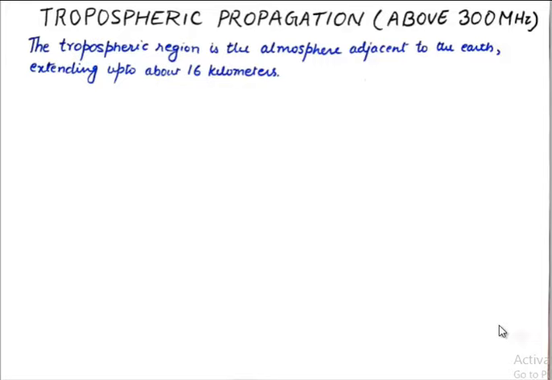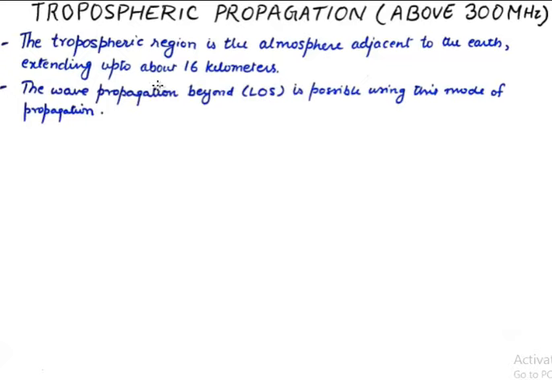By definition, the tropospheric region is the atmosphere adjacent to the Earth extending up to 16 kilometers, and the wave propagation beyond line of sight is possible using this mode of propagation. So that's the first key point of difference of tropospheric propagation from that of ground wave propagation. We know that ground wave propagation is only possible for line of sight communication. So when we want to go beyond line of sight communication, we'll take help of tropospheric propagation, and we'll see that in a minute.